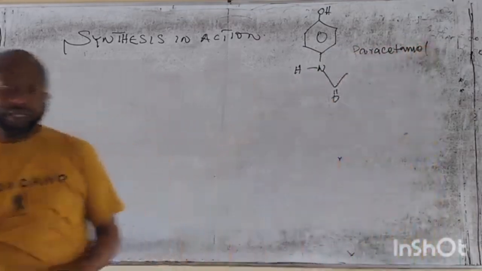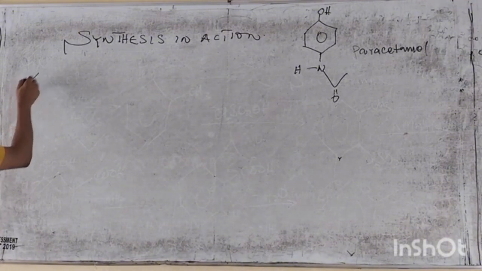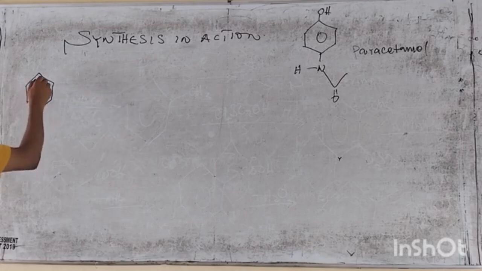Now, let's synthesize paracetamol. We are going to get our phenol. And remember, our process of getting phenol is long, but we're going to manage. So let's take that from, we want to go to phenol. We start from our benzene ring. So I'm going to economize the bond this time around.